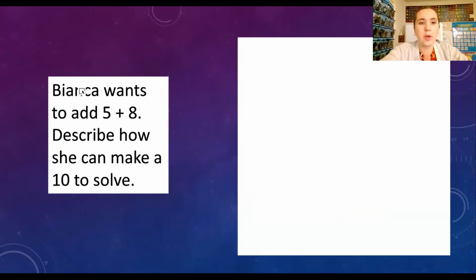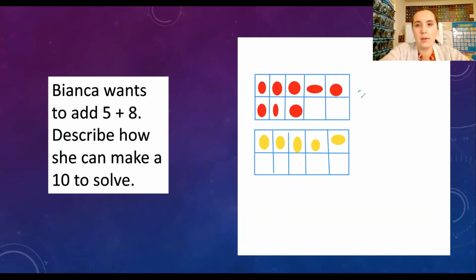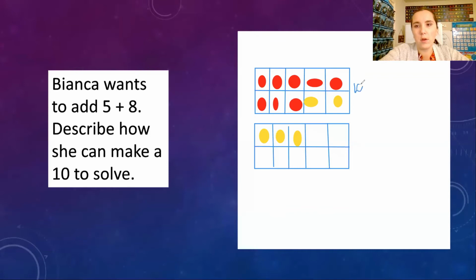Okay, our question says Bianca wants to add 5 plus 8. Describe how she can make a 10 to solve. Okay, so I'm going to draw my 10 frames. So I have 8 plus 5. Now, how many counters do I need to move from the bottom to fill up the top? 2. So I'm going to move 1, 2. So now I have 10 plus 3. We know 10 plus 3 equals 13. So that means 5 plus 8 also equals 13 because my number of counters did not change.